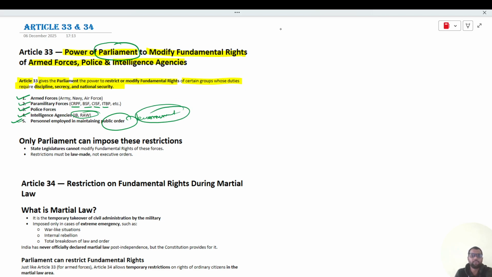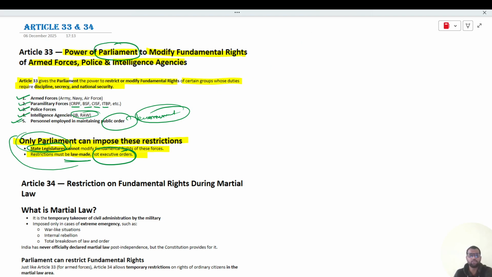So only Parliament can impose these restrictions. The state legislature cannot modify the fundamental rights of these forces. The restriction must be law-made, not an executive order. You cannot pass an order and restrict this. You have to make a law, and the law will be made only by Parliament, not the state. The state legislature cannot make a law and modify the fundamental right. So this was Article 33.